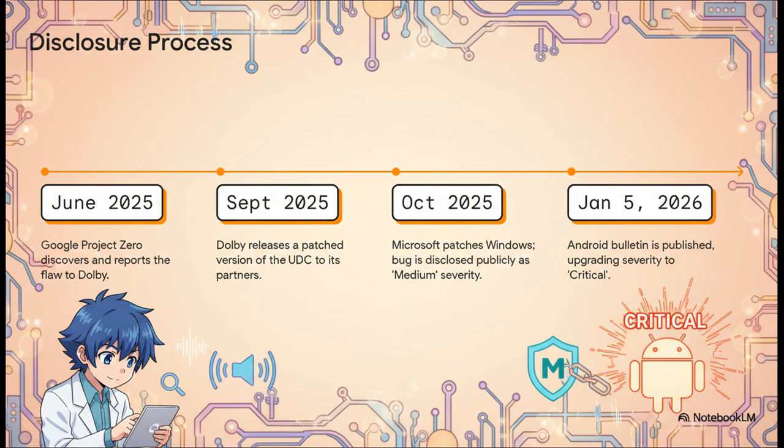That's when researchers at Google's Project Zero found the bug and privately reported it to Dolby. That's step one. By September, Dolby had a fix ready for its partners. In October, Microsoft rolled out the patch for Windows, and the bug became public knowledge, but with that misleading medium rating. It wasn't until January 5th, 2026 that the official Android Bulletin came out and correctly labeled it as critical.